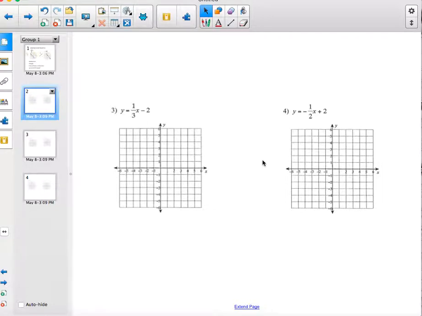Okay, Mrs. Conway, if you would like to pause the movie, you guys can go ahead and try number 3 and number 4, and then check your work. I'll go ahead and draw the answers in.